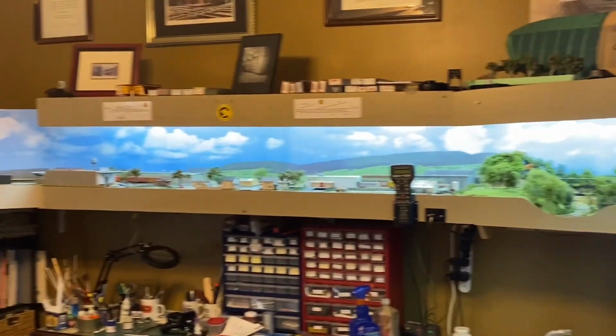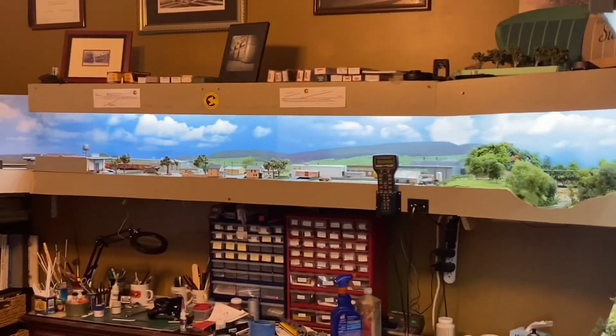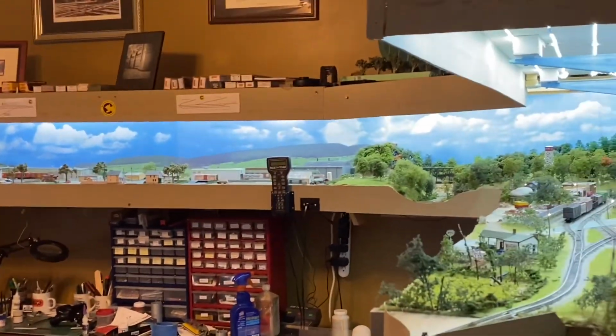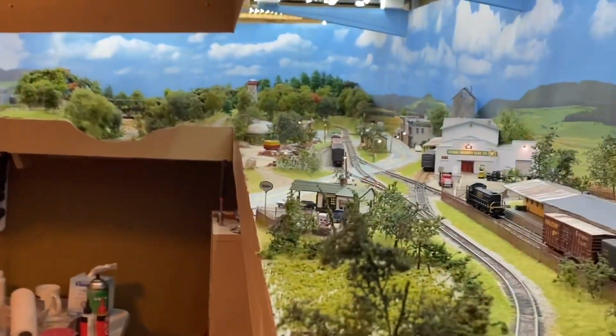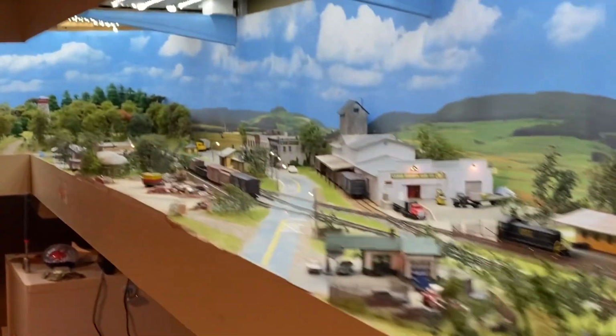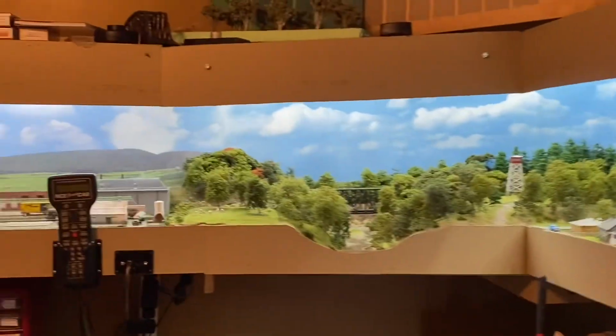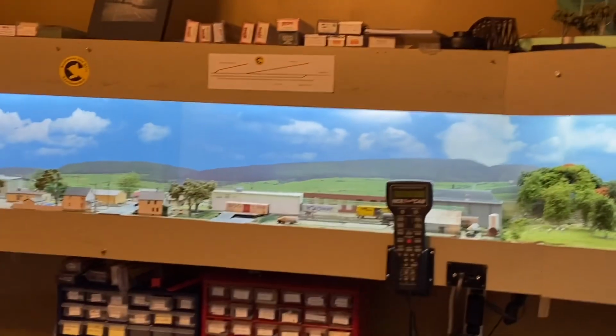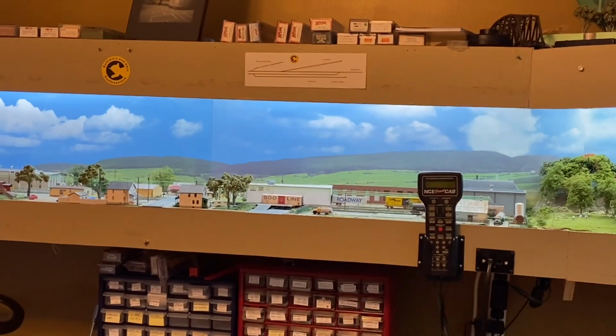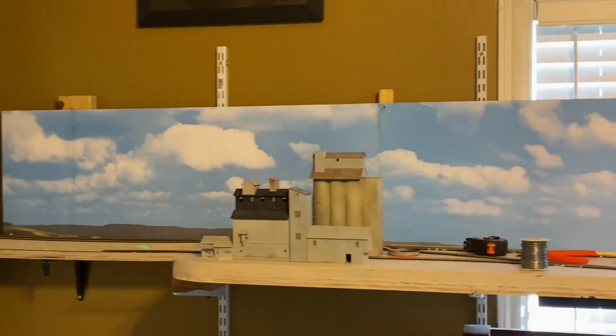Hi everybody. Let me give you an overview of the layout and explain some stuff. First, walk into the room from the hallway. Oak Hill is on the right. Chillicothe is on the 12-foot wall like I talked about the other day. And this is the expansion Chillicothe yard that I'm working on.